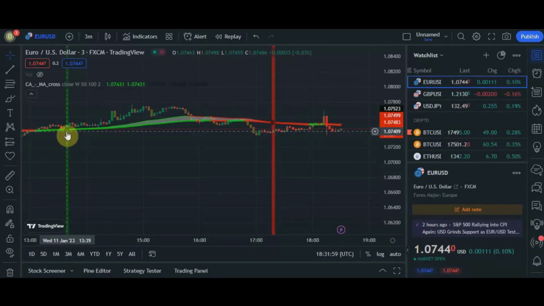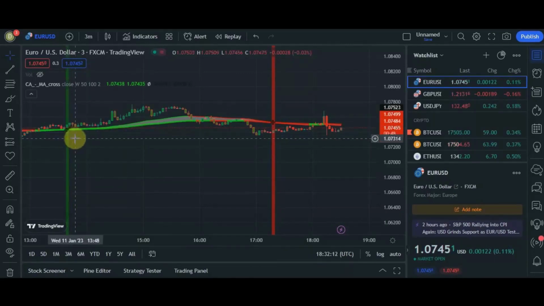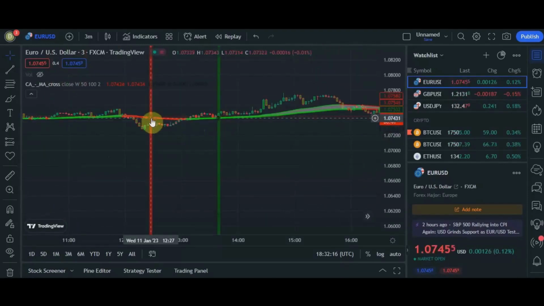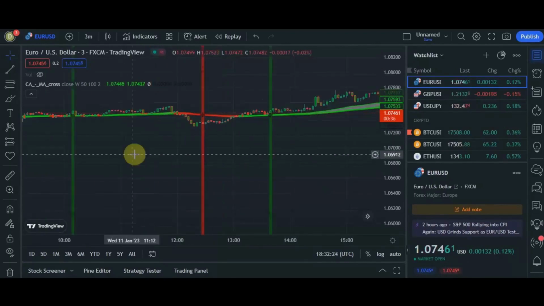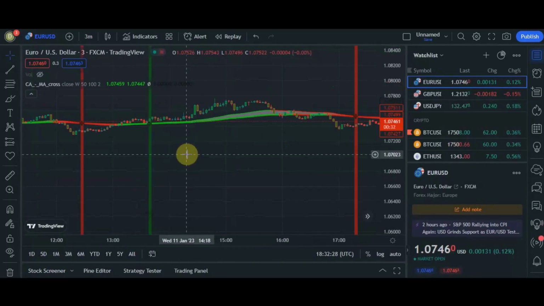And if you look over here, we have a signal for a bullish position. And if you take a look at the EUR/USD 3-minute chart, the market is moving in an upward direction. So we can see that this is a very accurate indicator. And also, if you look here, you can see the sell position, and the market is moving downwards, right? So you can see that it's very accurate when you look at the different examples here.